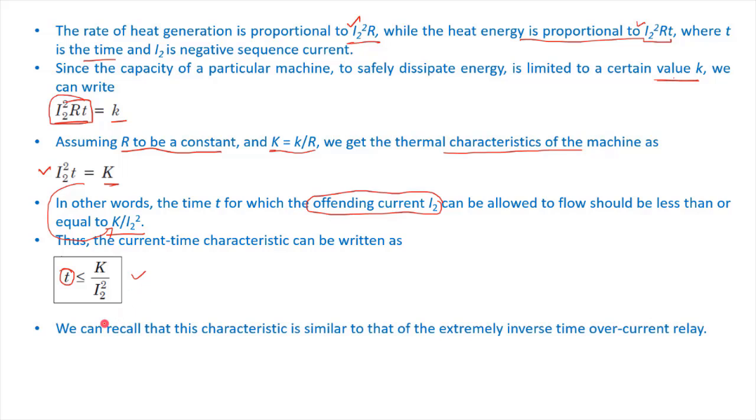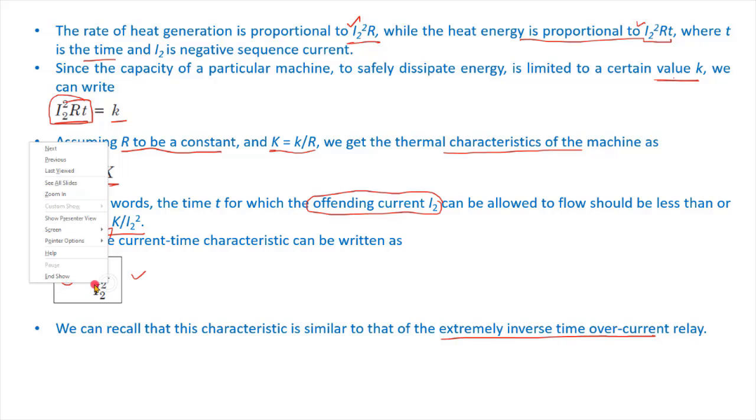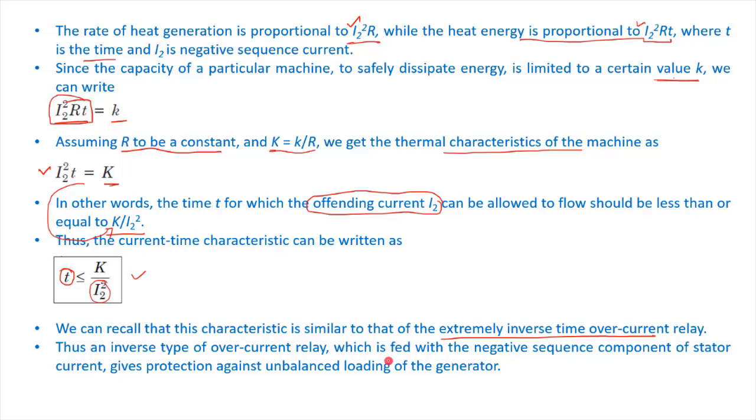We can recall that this characteristic is similar to the extremely inverse time overcurrent relay characteristic, in which we have seen there is a component of I square. So now the same type of characteristic we are getting to protect against the negative sequence component under an unbalancing situation. Thus if we can somehow feed the negative sequence component to an inverse type overcurrent relay having this extremely inverse characteristic, that gives protection against unbalanced loading of the generator.